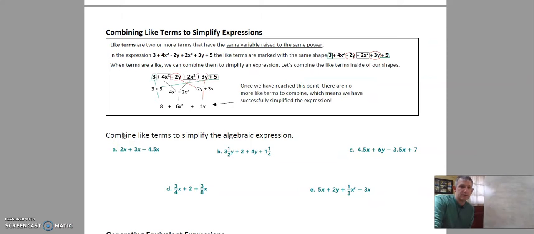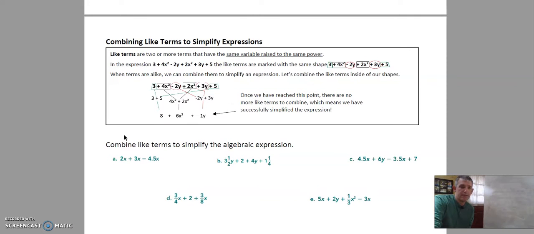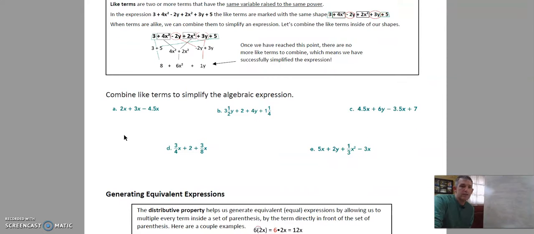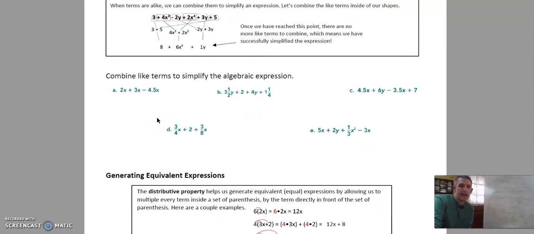Combine like terms. Whoops, zoomed out, didn't mean to do that. Oh well. 2x plus 3x minus 4.5x. All right, so let's take a look at that together. I've got 2x plus 3x minus 4.5x. Let's take a closer look at that.